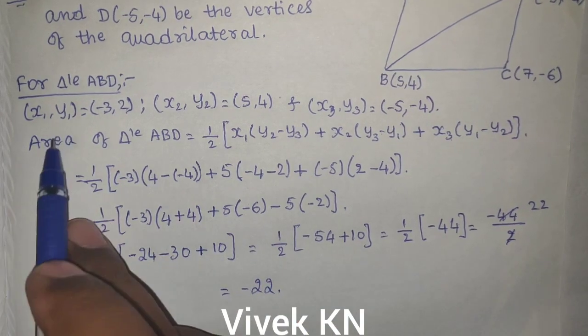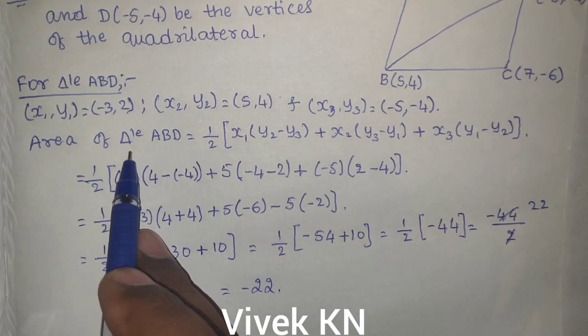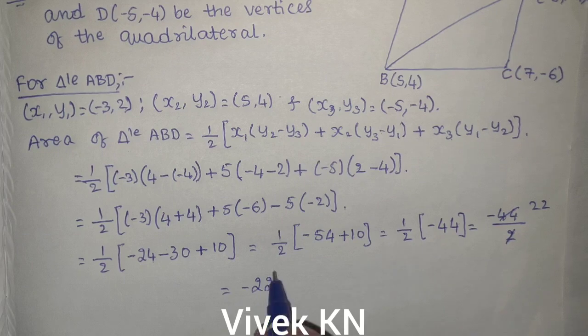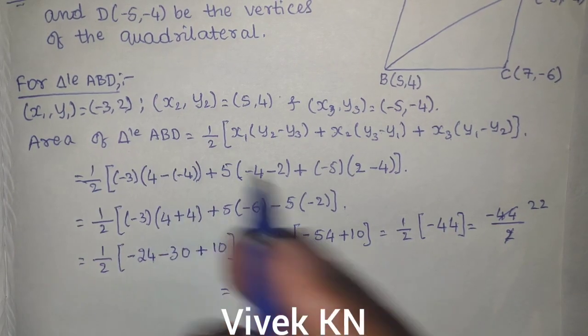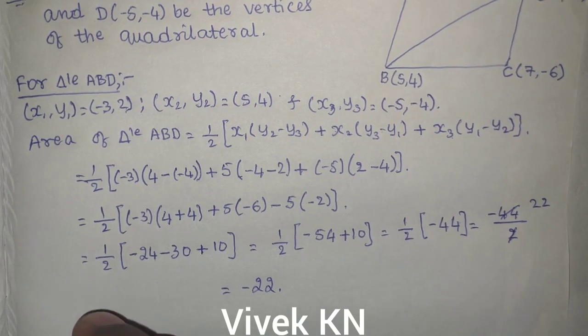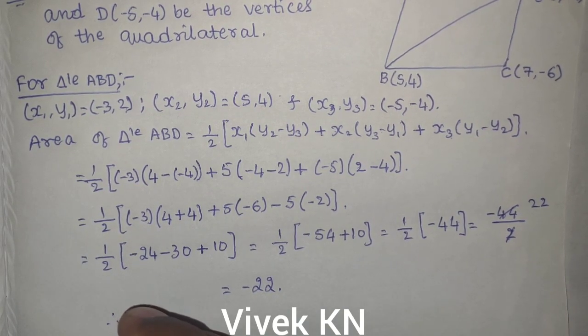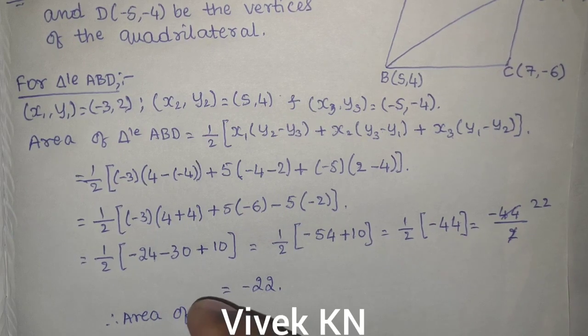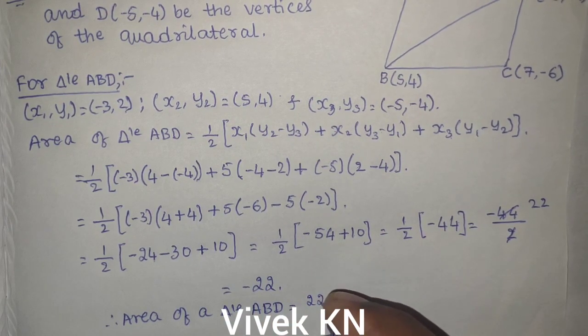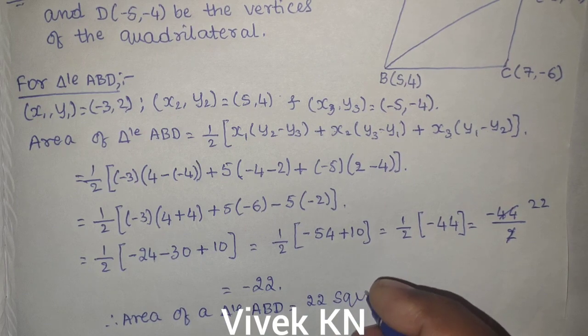Since area is a measure, we cannot take this negative sign. We have to take only the numerical value of minus 22. So the area of triangle ABD is 22 square units. Therefore, the area of triangle ABD is 22 square units.